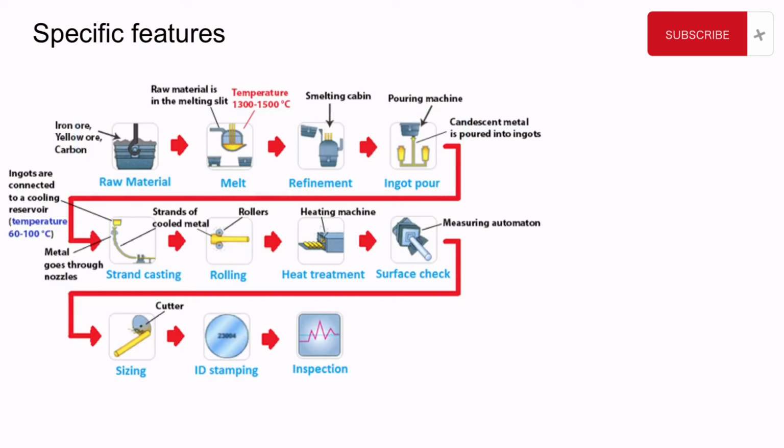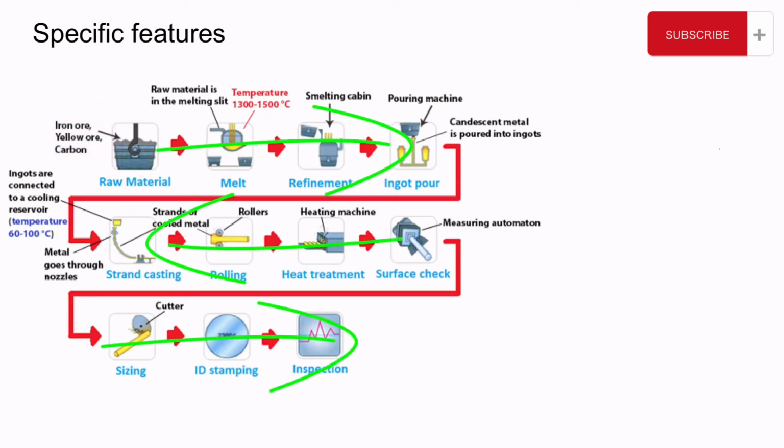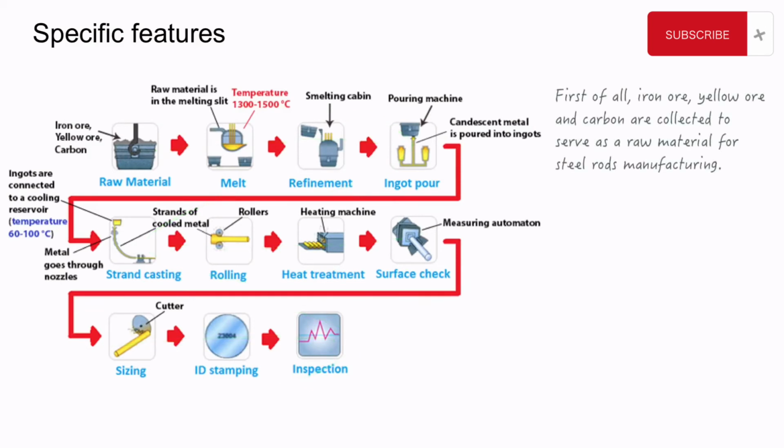What does the diagram show? We can see that the first stage is called raw material. The picture shows a box with some raw material and an arrow indicating that iron ore, yellow ore, and carbon line that box. This material will experience some transformations throughout the process and will become a steel rod. I describe the stage in such a way. First of all, iron ore, yellow ore, and carbon are collected to serve as a raw material for steel rods manufacturing. Then we move on to the next stage, which is called melt.